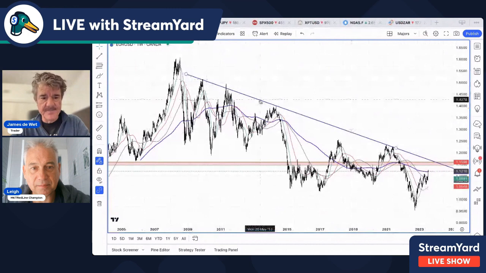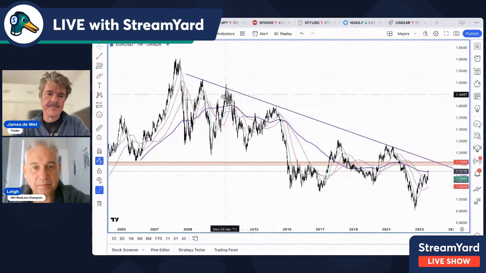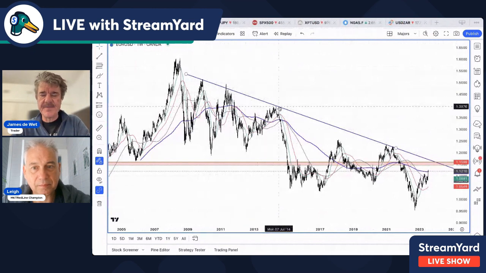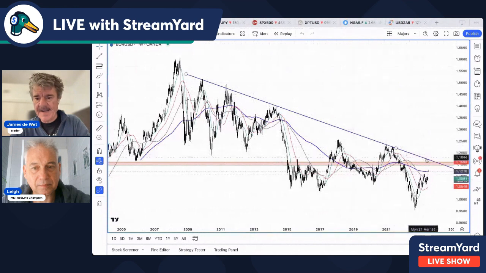Every time we make a new low on the euro, and bear in mind the overall trend on the euro is down, it's not up. Over the longer term, since its introduction, it's just been getting progressively weaker, which a lot of people don't realize. And we've seen higher highs, but every time we've moved up, we've gone back to this trend line. This is a 20-year trend line, making lower lows, but the higher highs are back here.